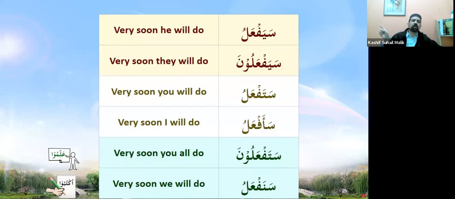MashaAllah. Brother Rashid, could you do the Arabic only? Assalamu alaikum wa rahmatullah. Wa alaikum salam. Sayaf'alu. Sayaf'aluna. Sataf'alu. Sa'af'alu. Sataf'aluna. Sanaf'alu. MashaAllah.